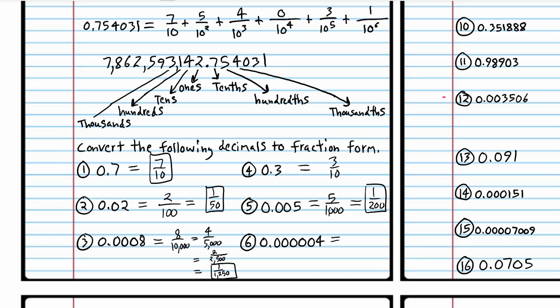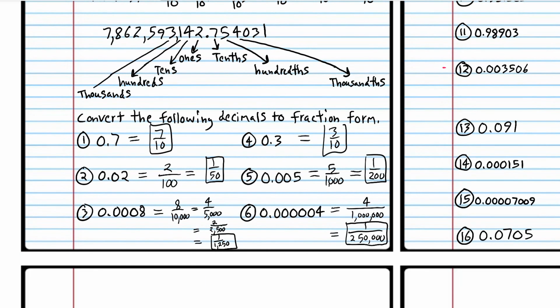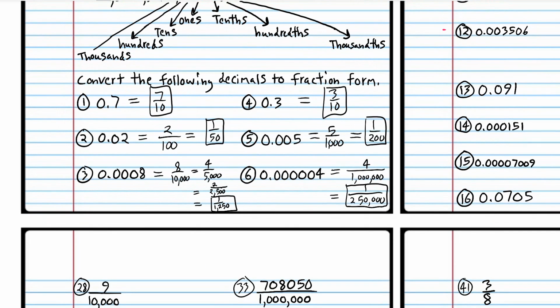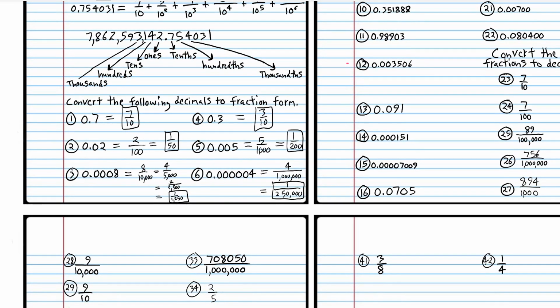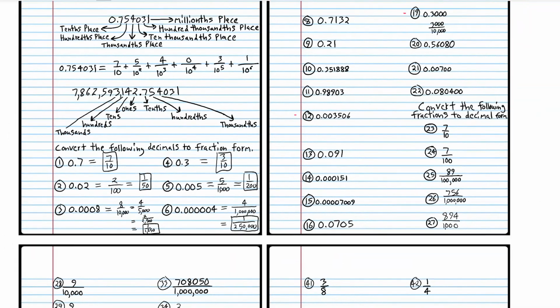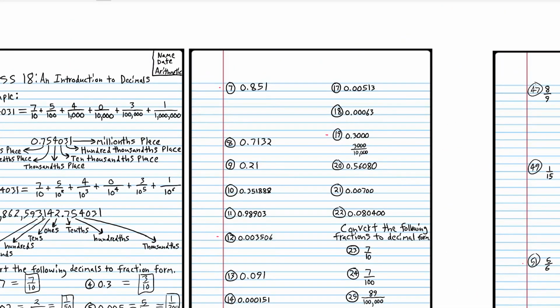And the 4, that's in tenths, hundredths, thousandths, 10,000ths, 100,000ths, millionths. I guess it's in the millionths place. Divide both sides by 4, and you get 1 over 250,000. So if you got those correct, pat yourself on the back. Remember to rectangle all your answers. If you got 4 over 4 million on that one, it's correct. It's just not reduced.